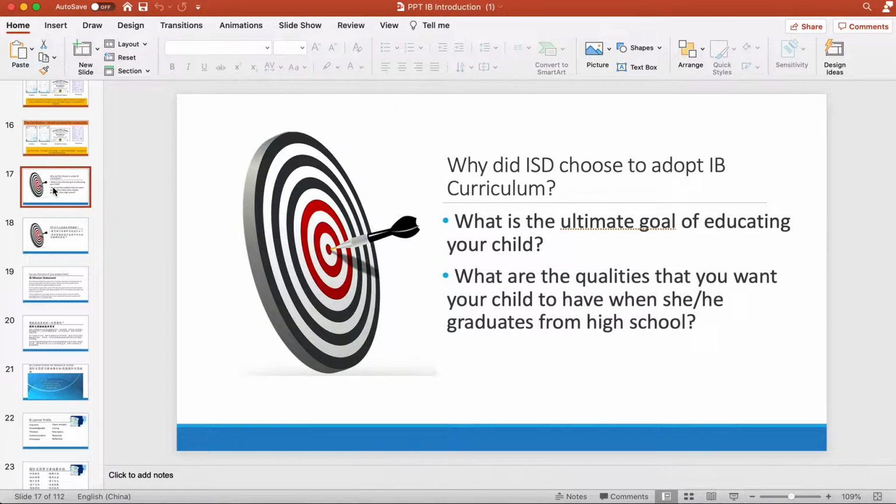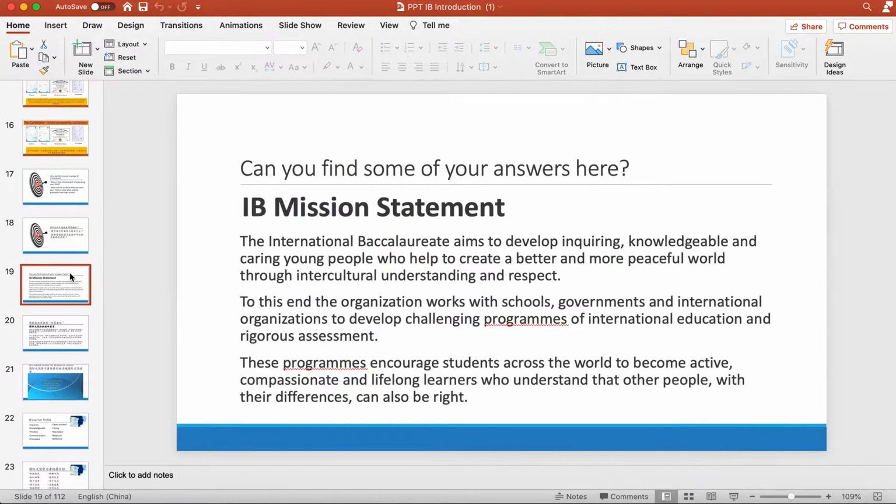Now, usually I start with an inquiry question: why did ISD, which is my current school, choose to adopt the IB curriculum? I ask parents to answer these questions on a piece of paper. The questions are, what is the ultimate goal of educating your child? What are the qualities that you want your child to have when she or he graduates from high school? After the discussion among the parents, I ask whether they can find their answers on this slide, in the IB mission statement. And interestingly, parents always have parts of the mission statement that are in line with their answers.